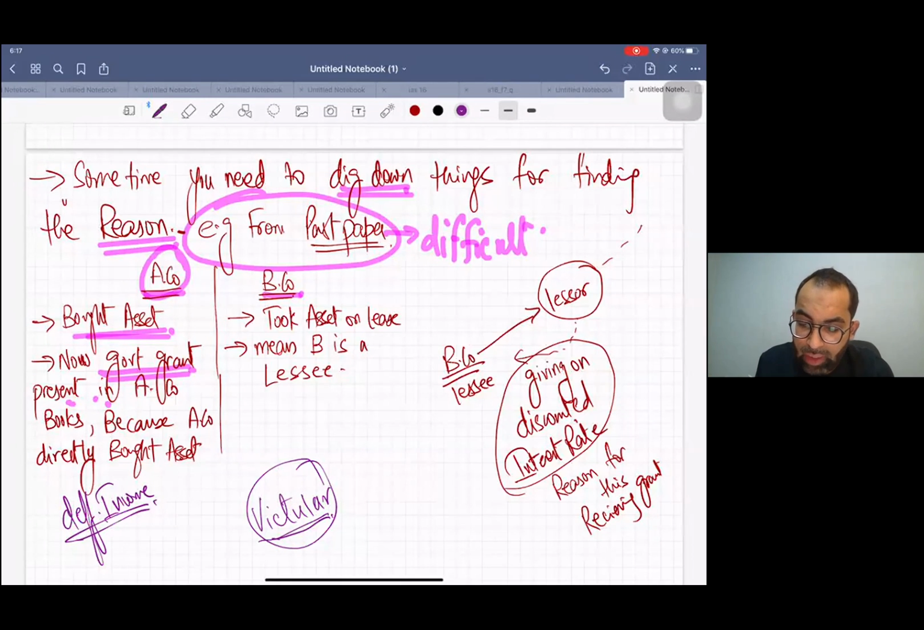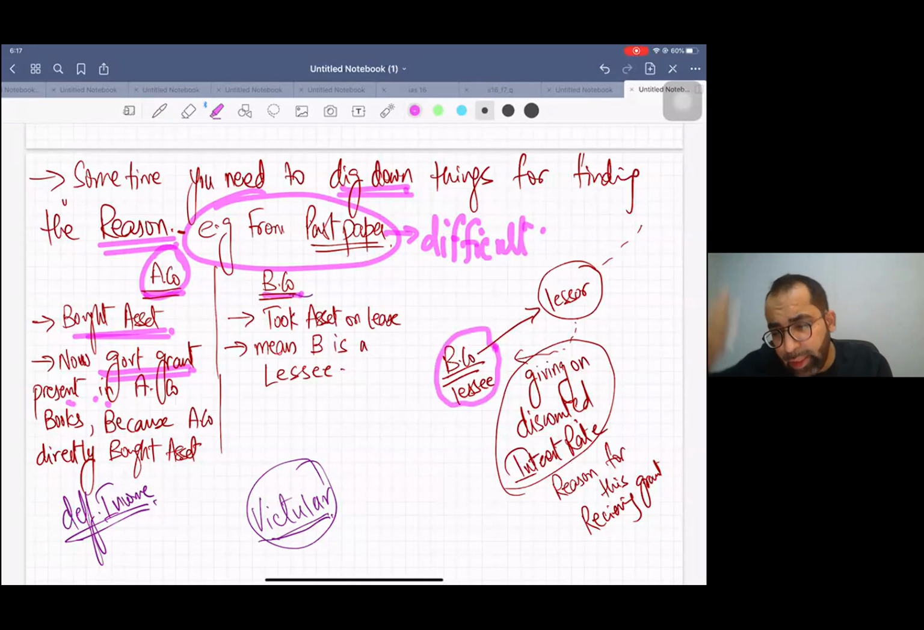Now come to B company. B company doesn't buy assets. They take assets on lease. That means B company is a lessee, and there is one more party, the lessor. B company never buys the asset directly; B company simply leases the asset.